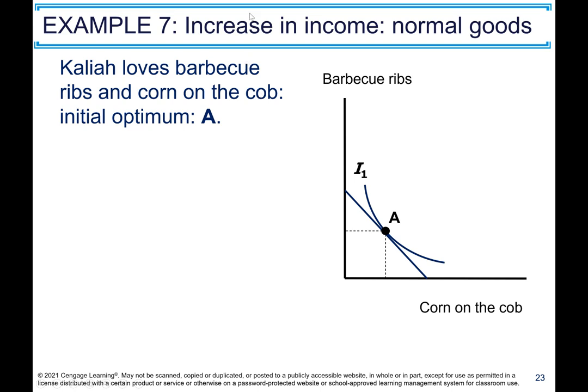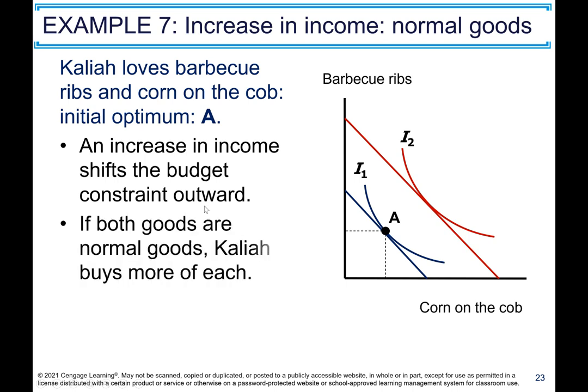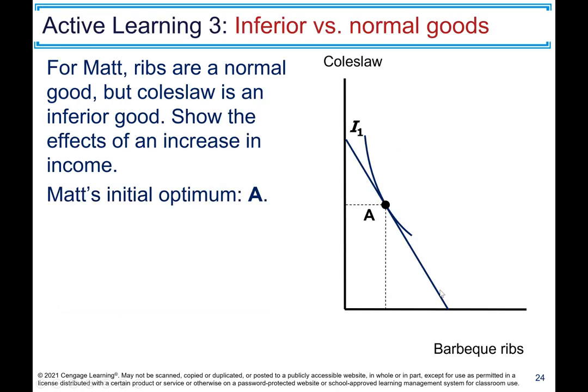Example 7: increase in income for a normal good. Kalia loves barbecue ribs and corn on the cob. The initial optimum is A. An increase in income shifts the budget constraint outward. If both goods are normal goods, Kalia buys more of each. The new optimum is point B, that is, more barbecue and more corn on the cob.